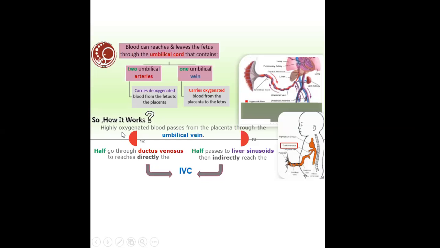So the highly oxygenated blood passes from the placenta to the fetus and divides into two. Half of this directly opens into the inferior vena cava through the ductus venosus, while the remaining half will enter the liver, and from there it will enter the inferior vena cava. Next.